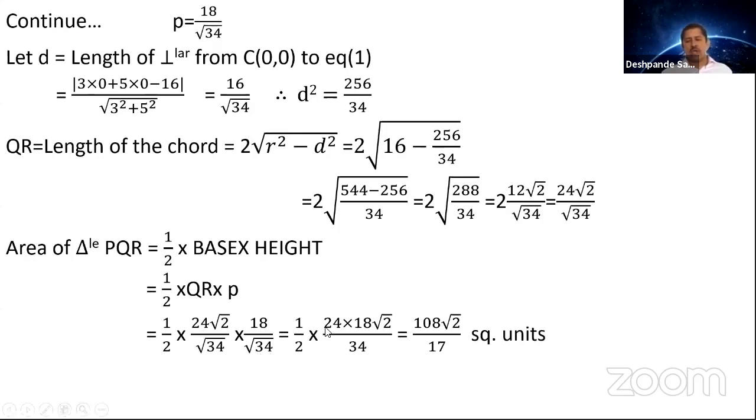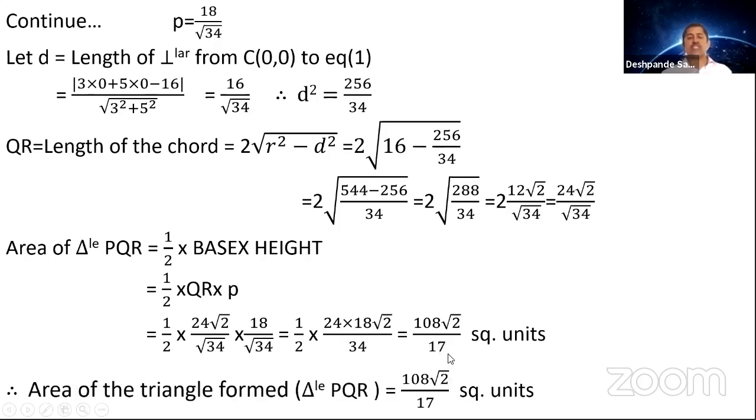So 1, 2 got cancelled, you got 12, 1, 2 got cancelled, you got 9 here, and you get 34 here. 34 half is 17. So 12, 9 is 108, so 108 root 2. So 108 root 2 by 17 square units. So area of the triangle is 108 root 2 by 17 square units.